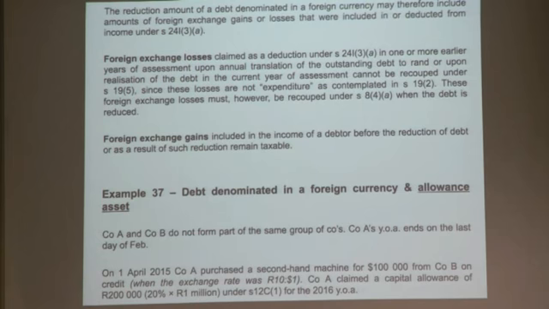So when I have claimed, prior to this debt write-off, any foreign exchange losses and I don't have to pay the debt anymore, that is a recoupment, and it is in terms of section 8.4a. But then remember what I said, my foreign exchange gains just remain taxable. I don't do anything with my foreign exchange gains.